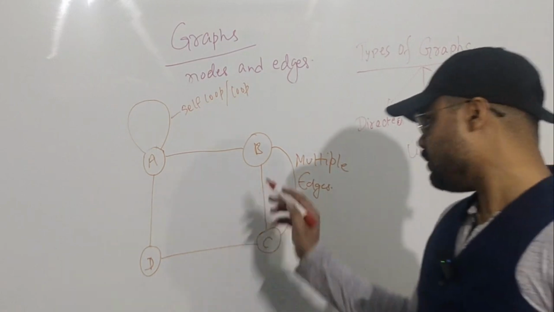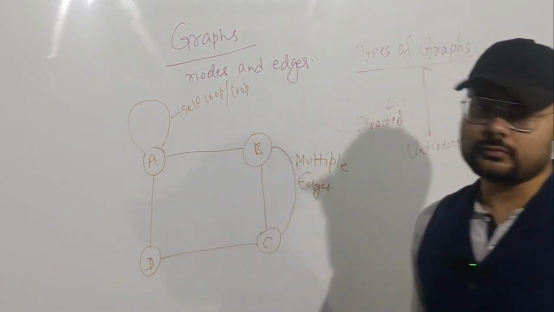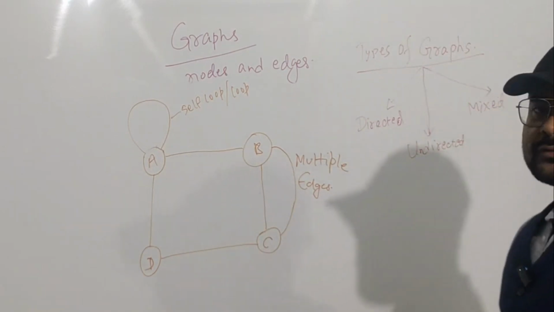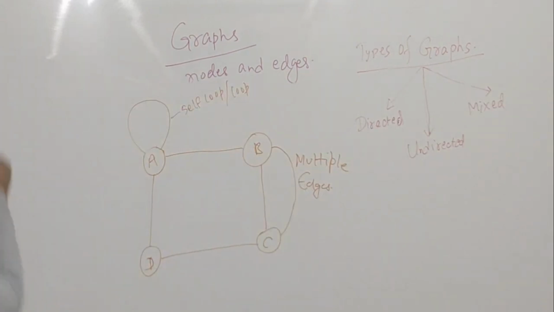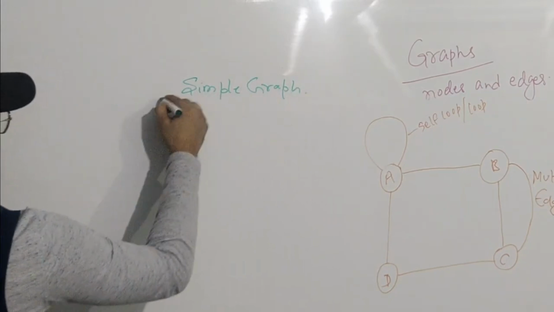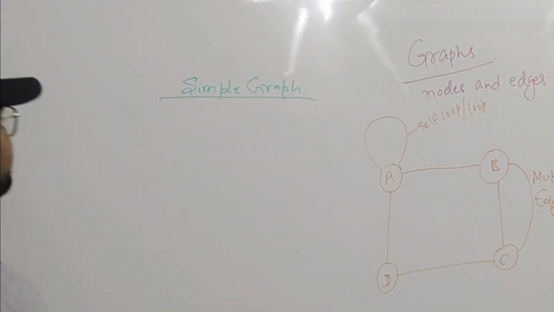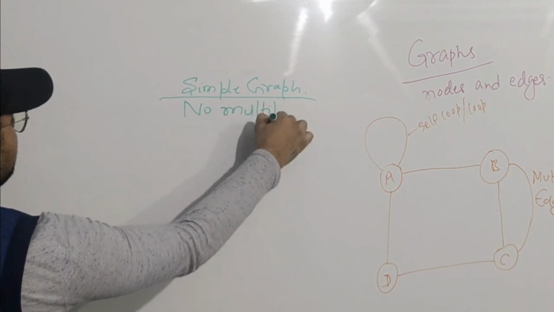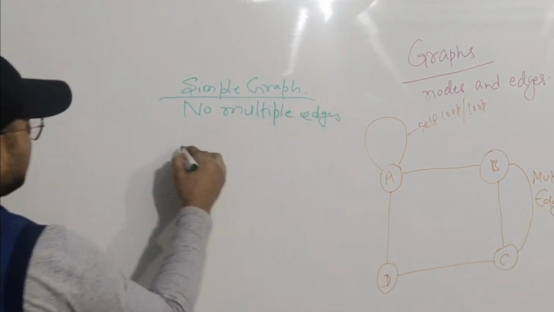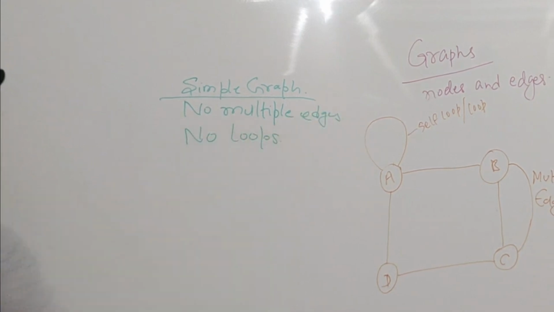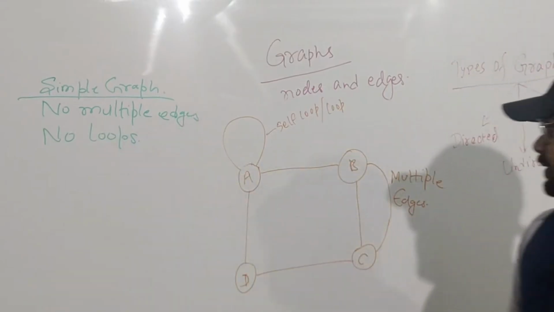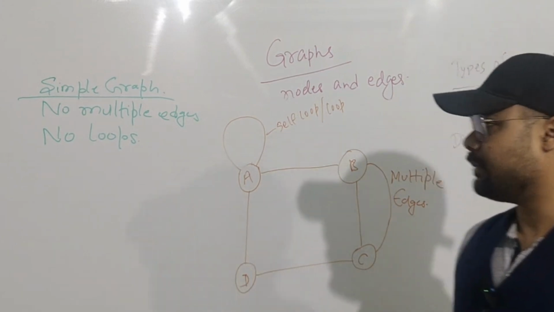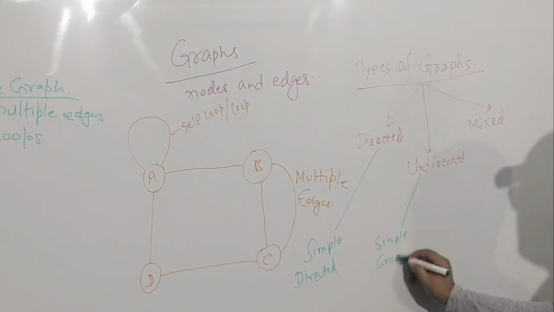Now, if your graph does not have any multiple edges and does not have any self loop, then that type of graph is called a simple graph. What is a simple graph? A graph that has no multiple edges and no loops. That is a simple graph. It goes for both directed and undirected. If it's a directed graph, then it's a directed simple graph, and if it's an undirected graph, then it's an undirected simple graph.